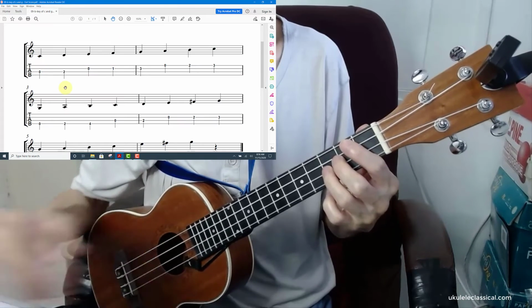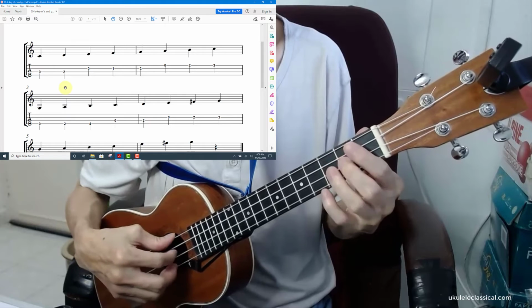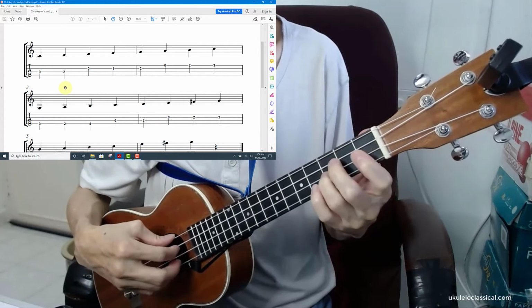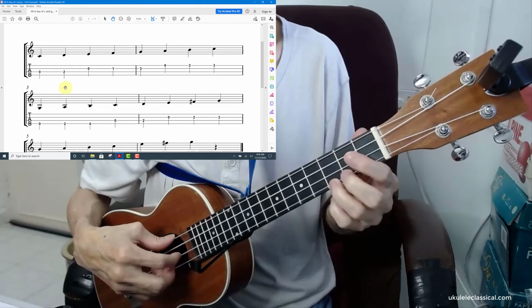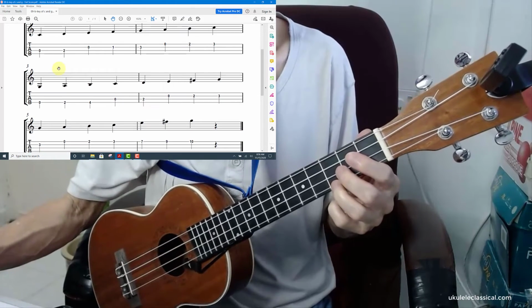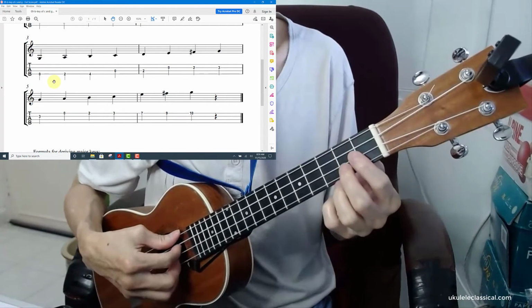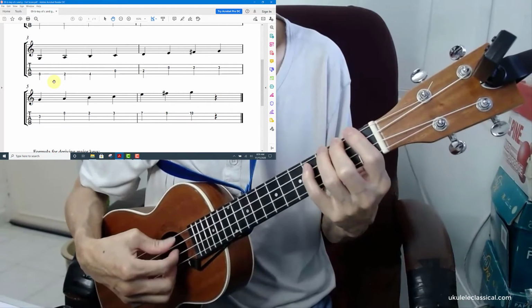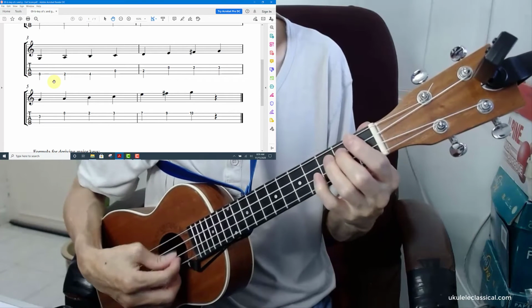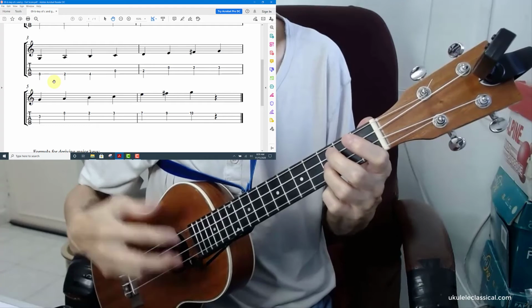So in the key of C, you would go, so that's the do, re, mi for the key of C. And the do, re, mi for the key of G starts with a G. So you go, you see that? It's still the do, re, mi.